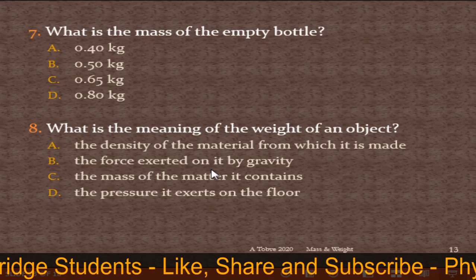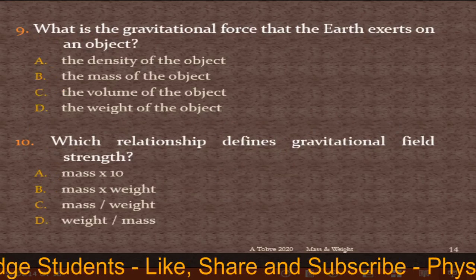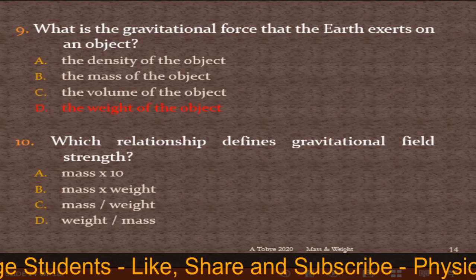Number 9, what is the gravitational force that the Earth exerts on an object? The gravitational force that the Earth exerts on an object is the weight of the object. So the answer will be D there.